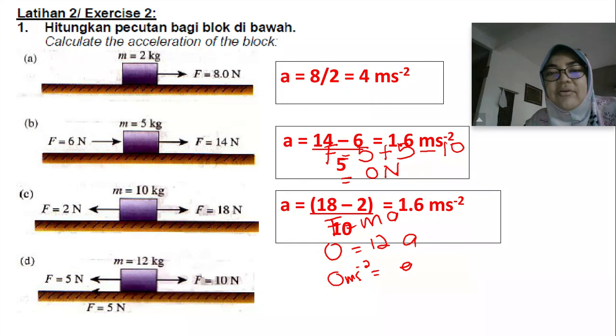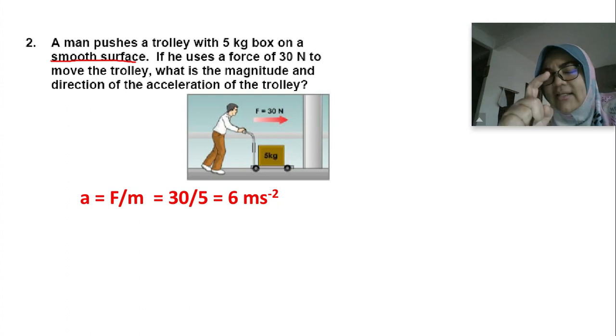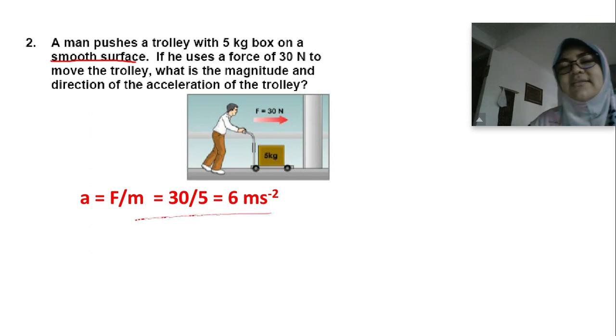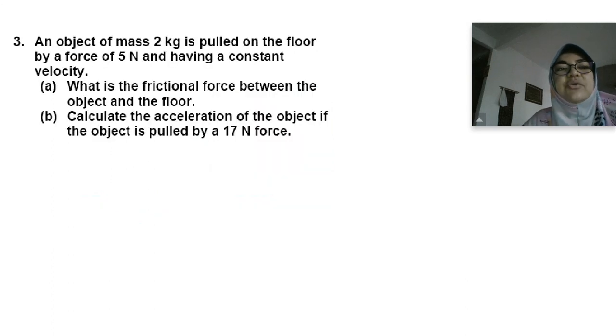For question B, I got it wrong, calculated wrong. Okay, so number 2, a man pushes a trolley with a 5 kg box on a smooth surface. When the question states smooth surface, it is stating that friction is negligible. If you use a force of 30 Newton to move the trolley, what is the magnitude and direction of the acceleration of the trolley? Okay, so this question, the answer is here, and the question is more or less the same as question number 1.